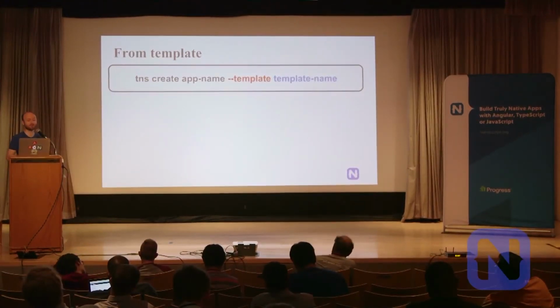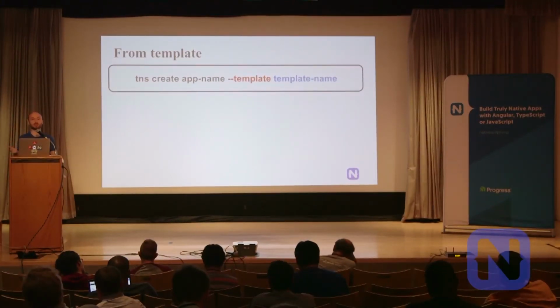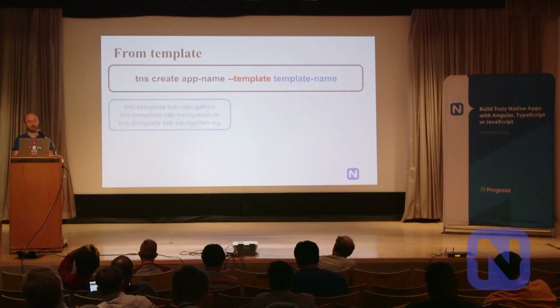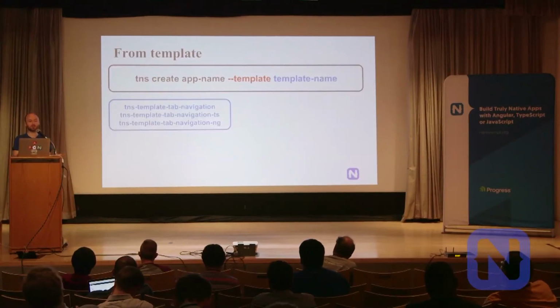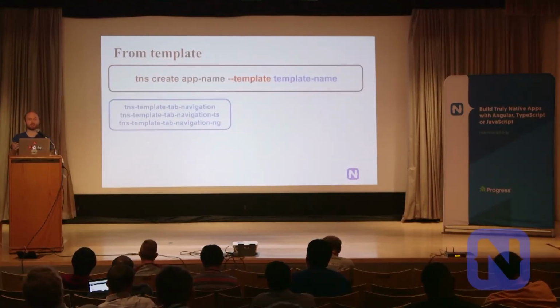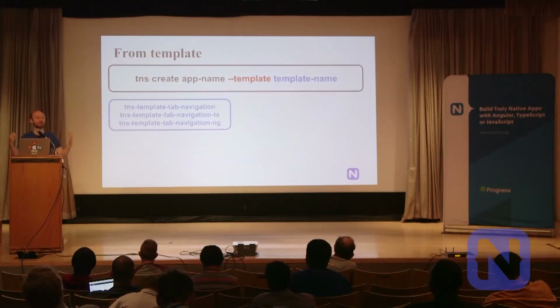If you want to use one of them, you do again TNS create, provide the app name, then you say --template, and you provide a template name. Just like in Sidekick, there's a bunch of templates. You have the TNS template tab navigation, and we have 3 flavors of it: one with JavaScript, a TypeScript one, and an NG one. So if you want to, for example, create a template for Angular with tab navigation, you just write TNS create app name --template, and then you say TNS template tab navigation NG, because that's one of the longest commands you can type.